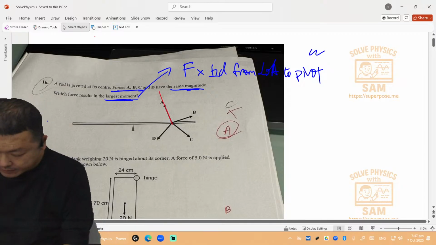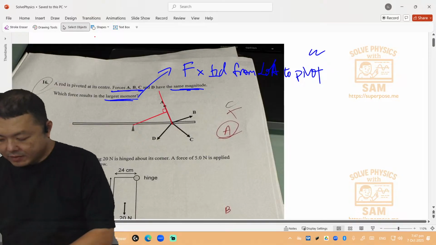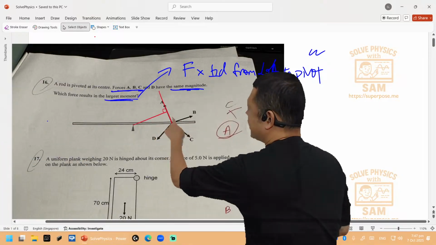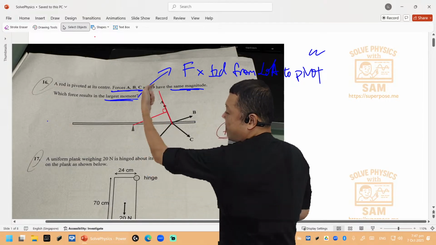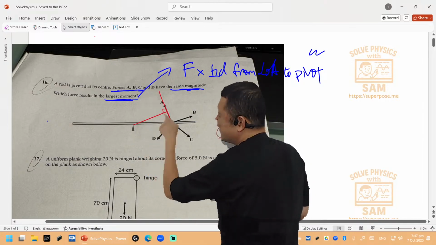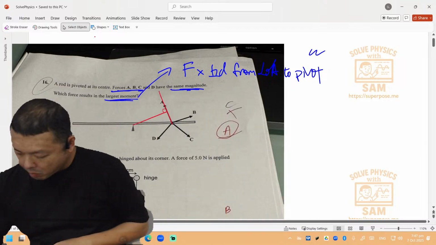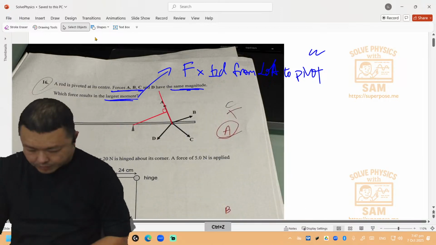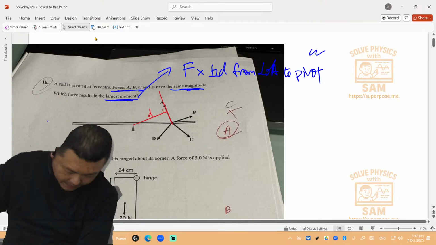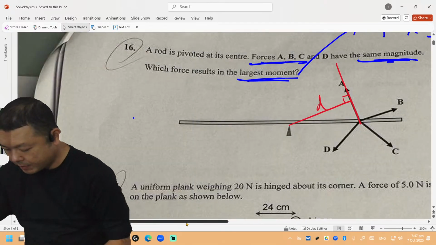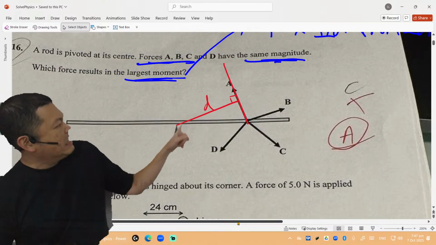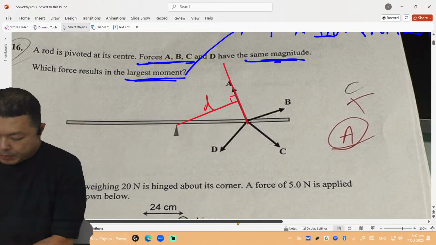On your paper now, go and draw this one. You see that this is the distance. The line of action of A is this line here. The distance is this distance here. Let me zoom in a bit more. Right, this distance here.